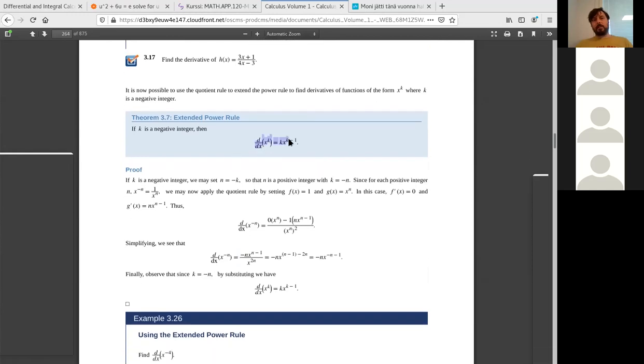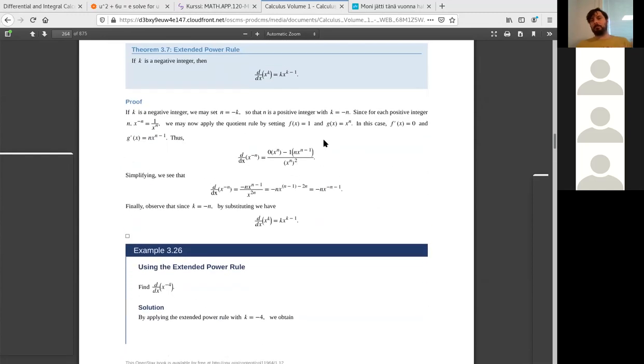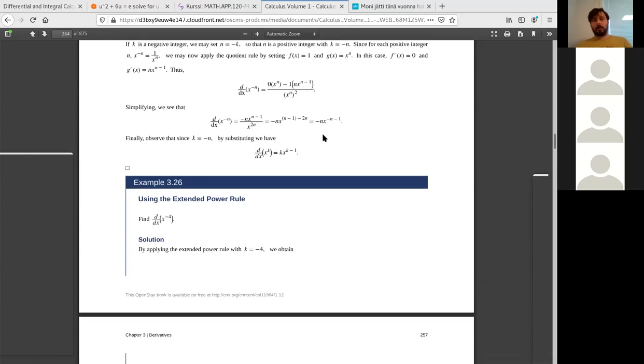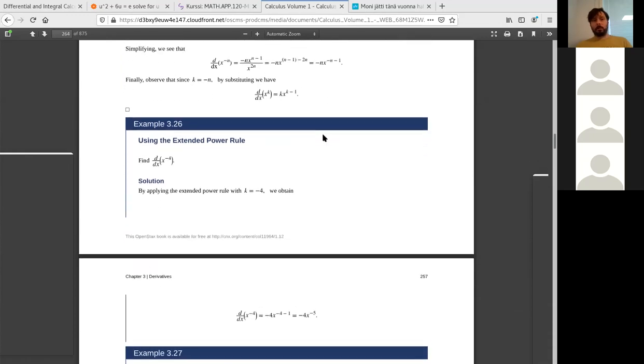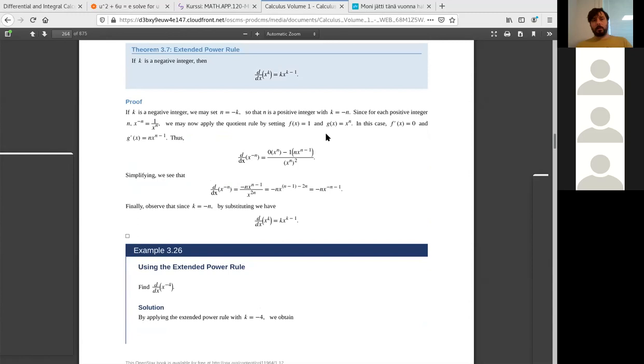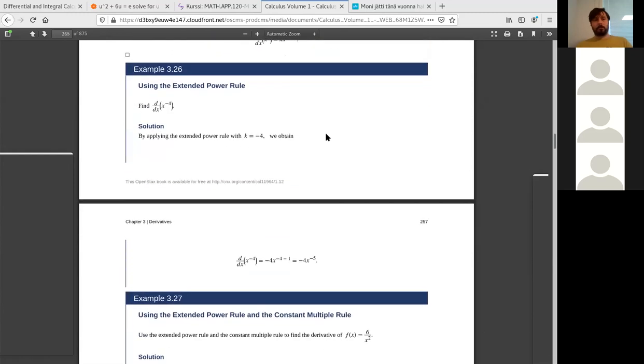The theorem here extends the power rule to negative integers. In fact, it can be proven to work for all non-zero real numbers. Not going to go there.